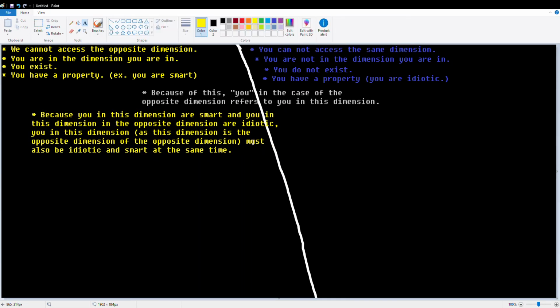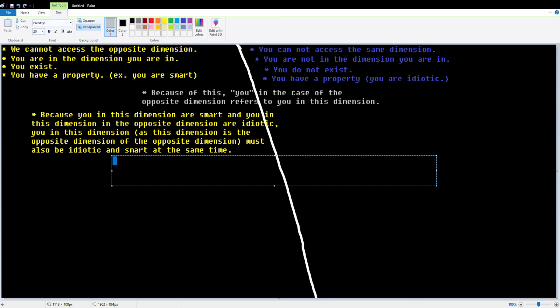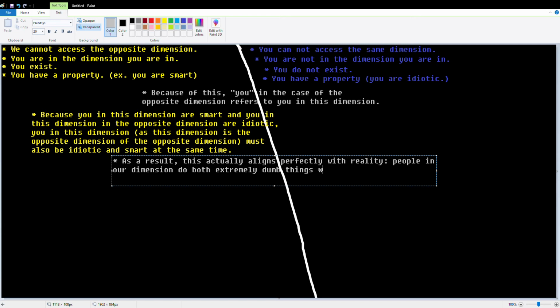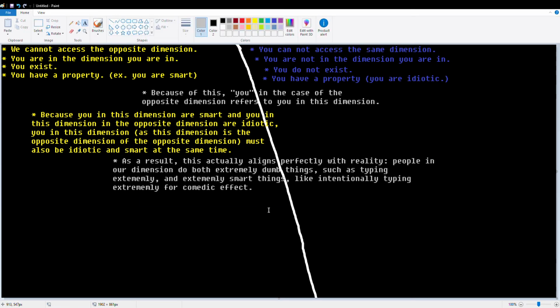This actually makes plenty of sense because, let's just say something about reality here. As a result, this actually aligns perfectly with reality. People in our dimension do both extremely dumb things, such as typing extremely, and extremely smart things, like intentionally typing extremely for comedic effect. Now, this is actually really interesting because that's incredibly realistic.